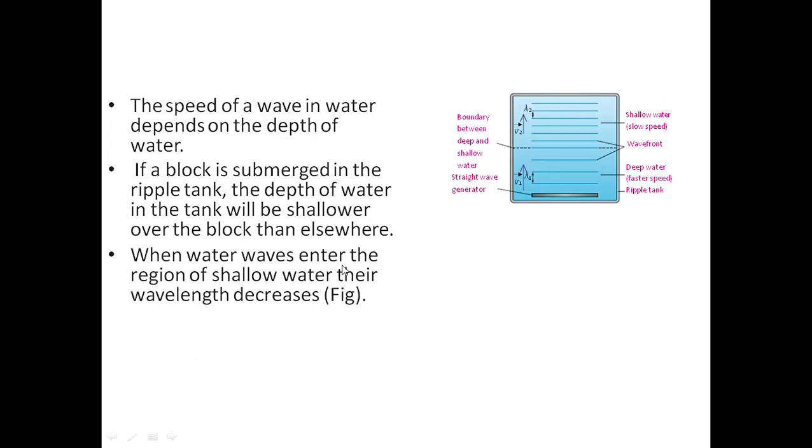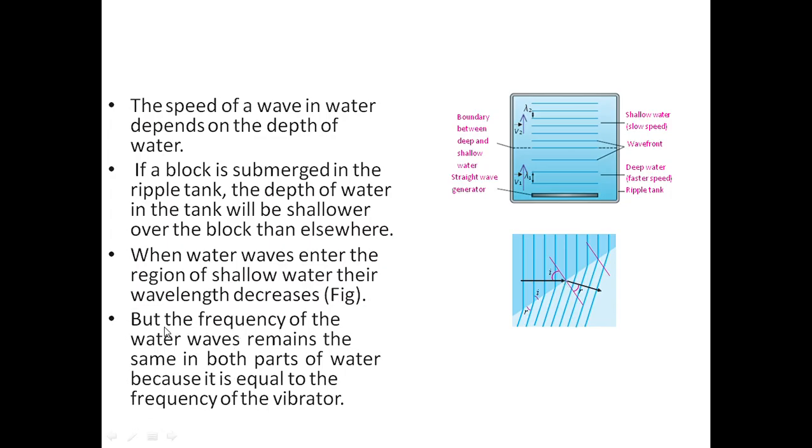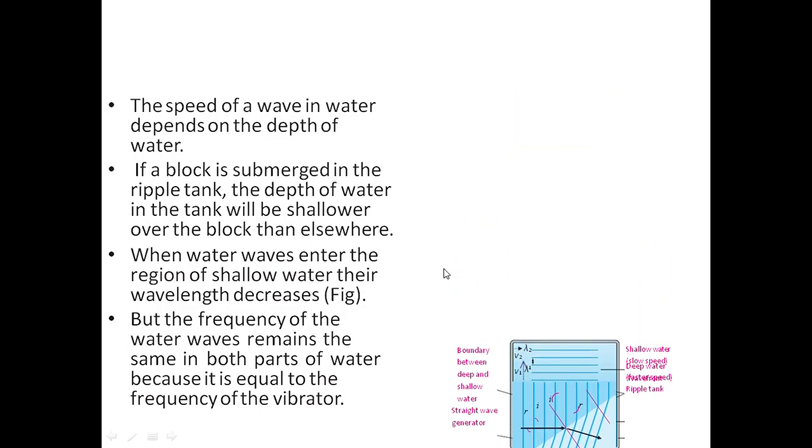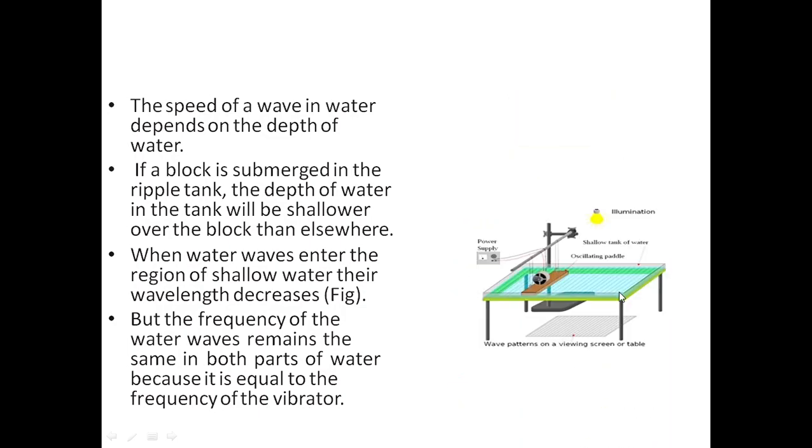When water enters the region of shallow water, its wavelength decreases. As it enters the shallow water, its wavelength decreases, and because of this, it bends right at the boundary. But the frequency of the water wave remains the same in both parts of the water because it is equal to the frequency of the vibrator. Which vibrator? If you remember, we made this one. This is the vibrator we are talking about.